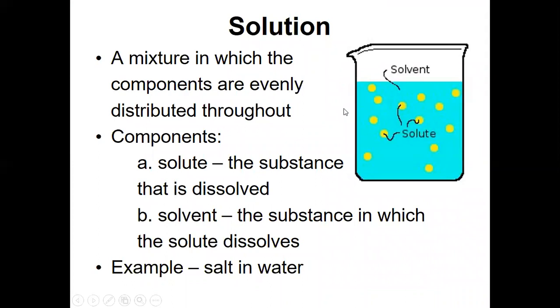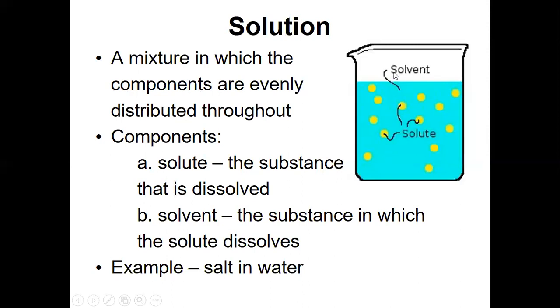A solution. In a solution, you're going to have solvent. This is usually going to be water. And then you're going to have solute, the thing that is dissolving inside the water. Usually, this will end up looking like an item that looks the same throughout. For example, if I take salt or sugar and put it in water, it will evenly distribute out through the water.